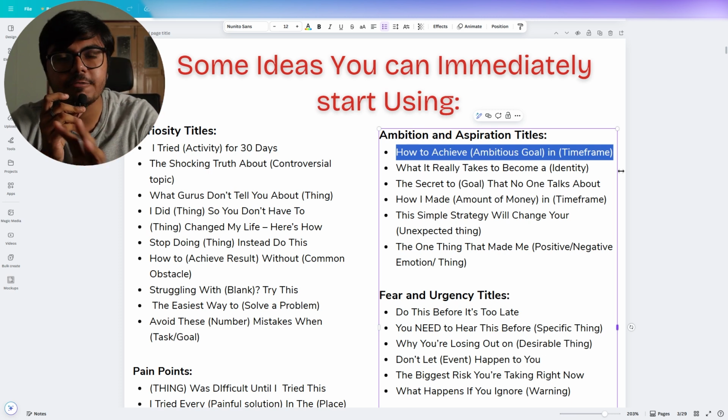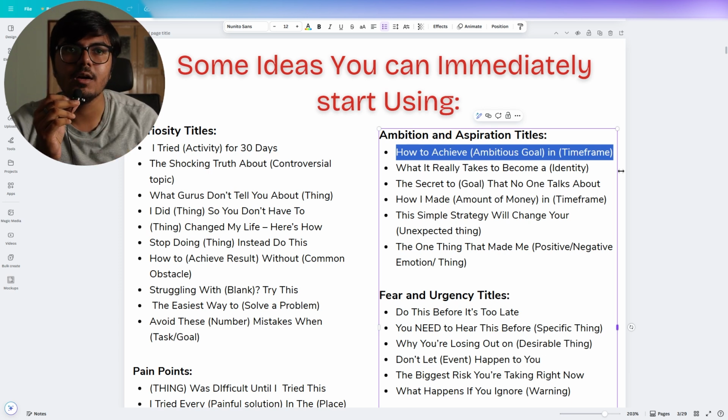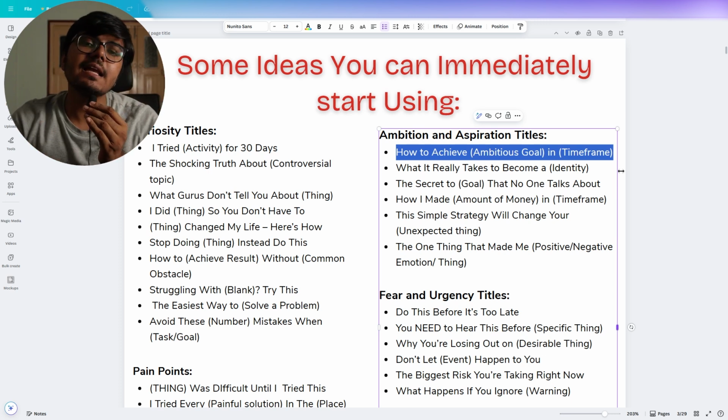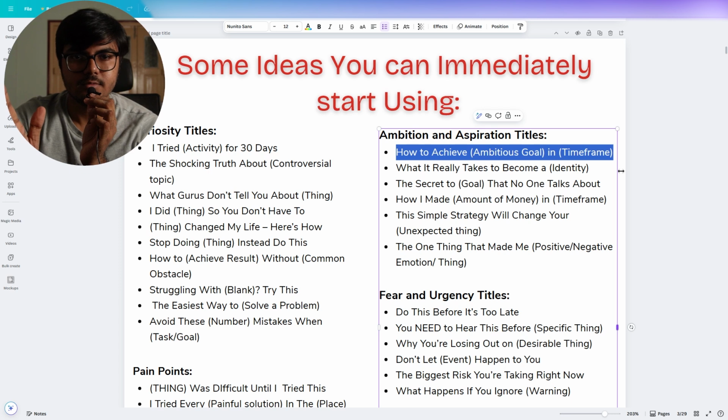1 million in 15 days is not possible, but I'm just saying, let's take something doable, like how to lose 20 pounds in just 60 days. Okay, the first line can be, I did it, or I helped my client do it.